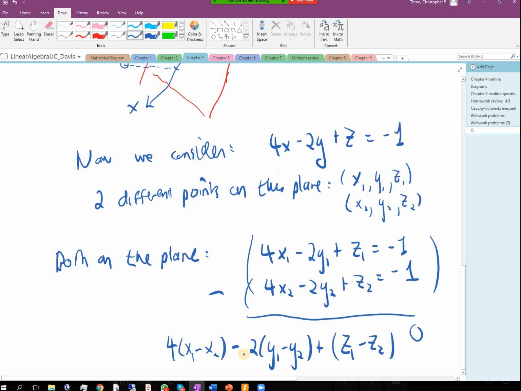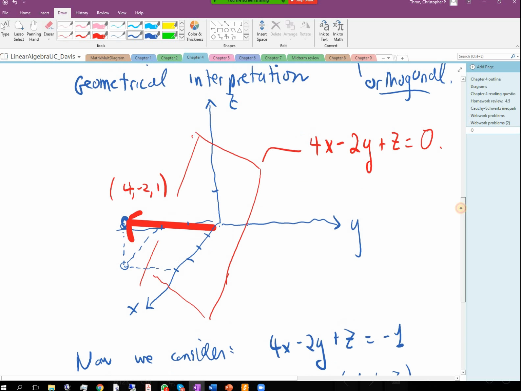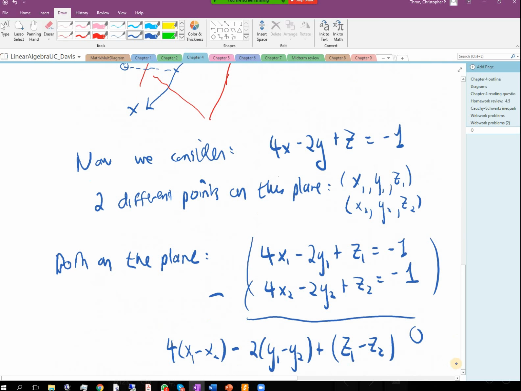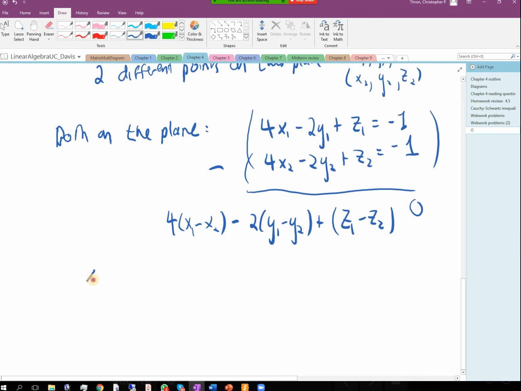All right, now look. We have reduced this case to our original case. You see the relation? Yes. So what does this tell me? This tells me that x1 minus x2, y1 minus y2, z1 minus z2, what about this vector? So that vector is orthogonal, or at a right angle, to what we were looking at before. Yes, it's perpendicular to this vector. Sorry, it's 4, minus 2, 1. Okay?